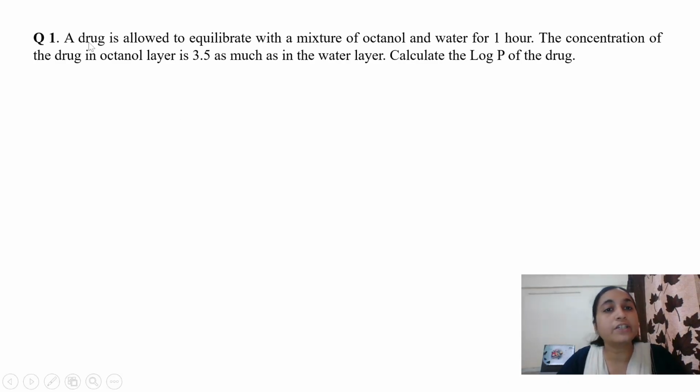Question number 1. The drug is allowed to equilibrate with a mixture of octanol and water for 1 hour. The concentration of drug in the octanol layer is 3.5 times as much as in the water layer. Calculate the log P of the drug.